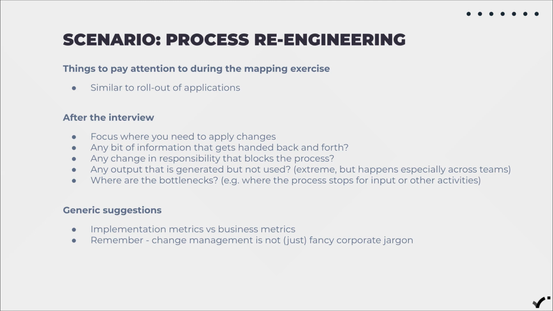and then look at the outputs, input and outputs, especially outputs. Is there anything that is generated but is not being used? It's an extreme case, but it happens more often than you think, especially when processes are across teams and one team produces something that they think another team will consume, but it's not always the case.